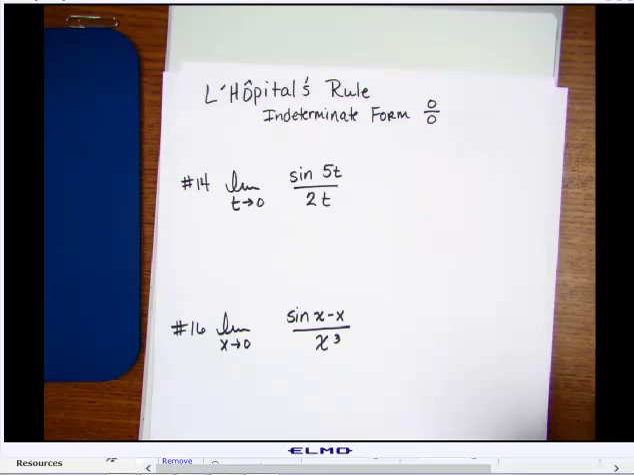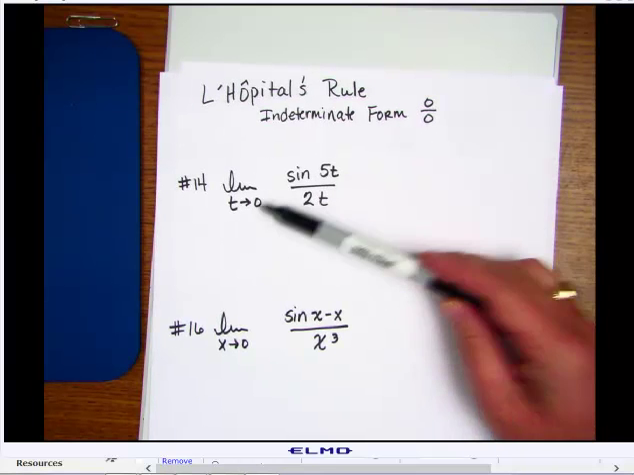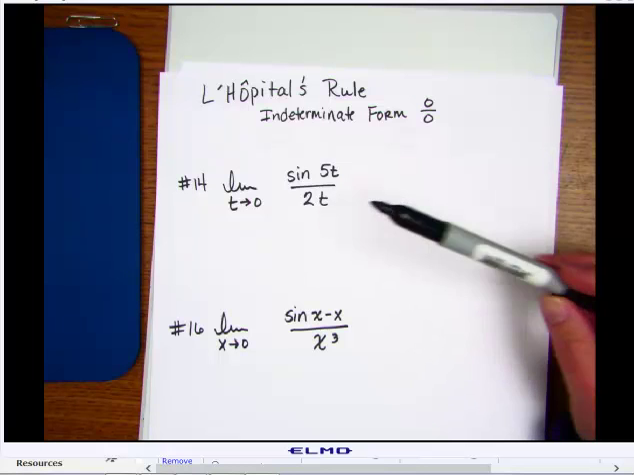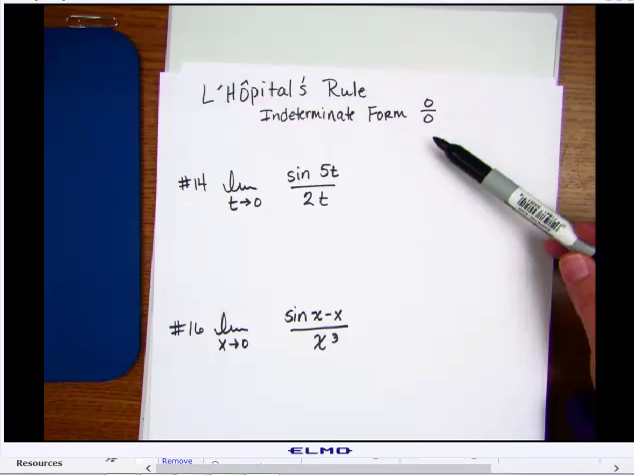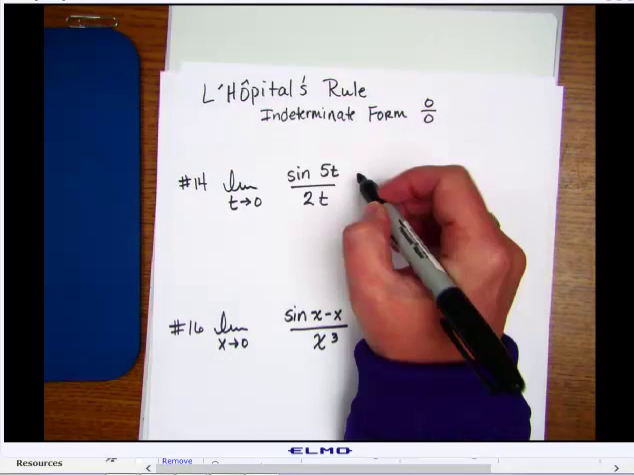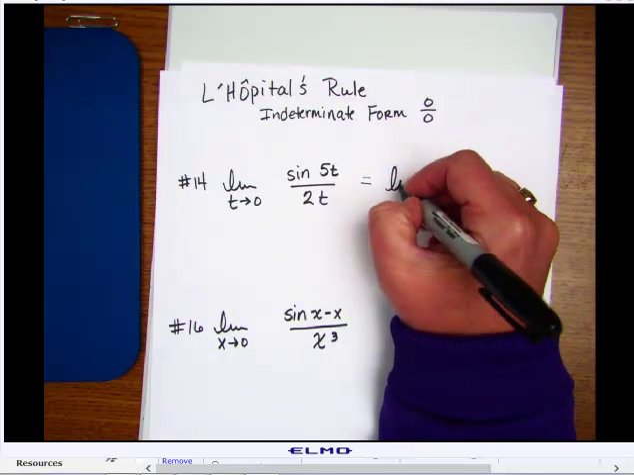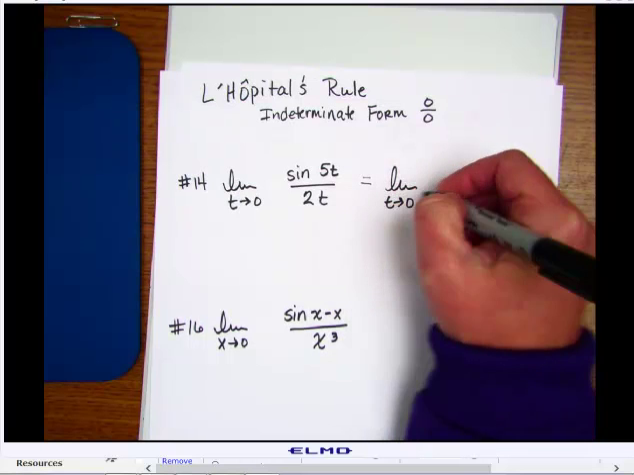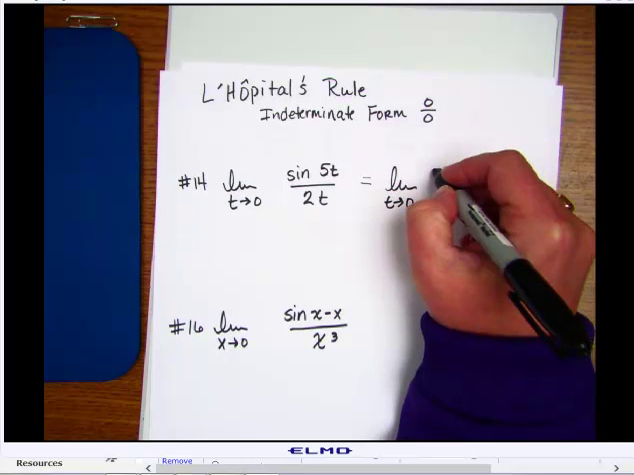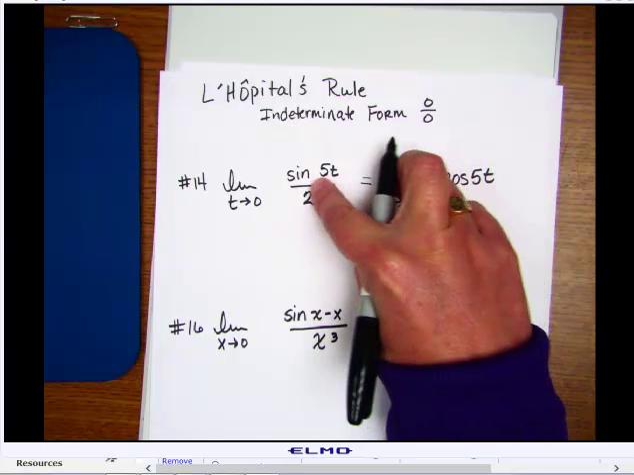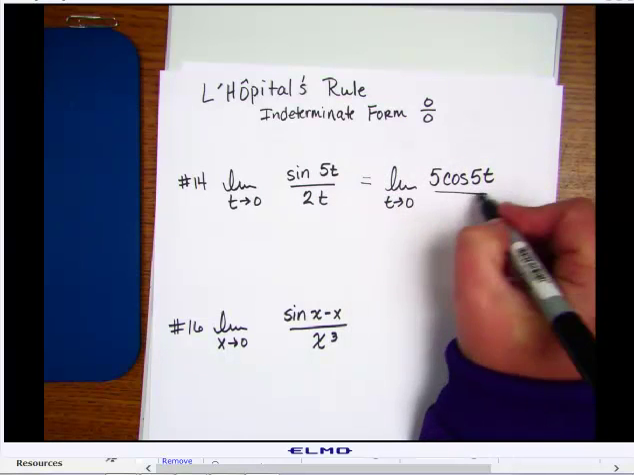All right, here's our first function. Notice that if we plug in 0 in the numerator and 0 in the denominator, we'll get 0 over 0. So it's the indeterminate form 0 over 0. But now if we take the derivative of the numerator and the denominator, applying L'Hopital's rule, we would get 5 cosine of 5t, that's the derivative of sine 5t, over 2.